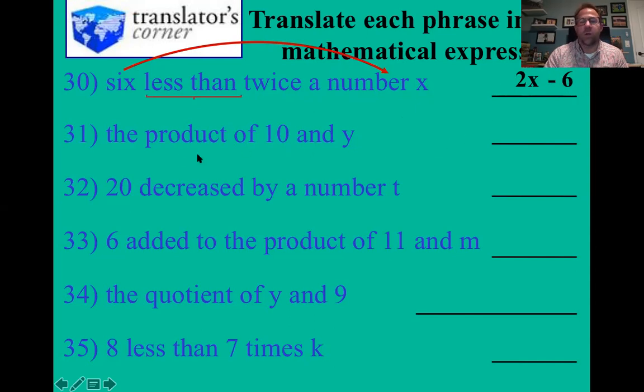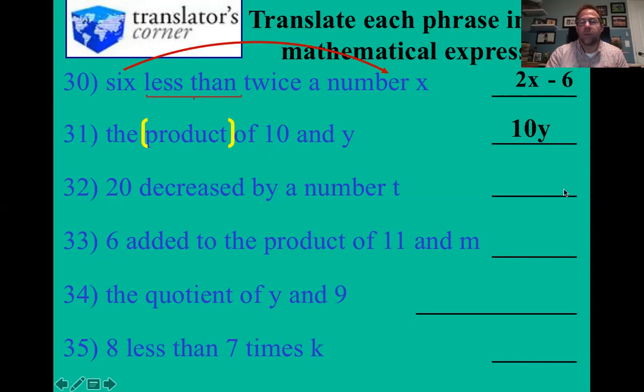Okay, number 31, there's a private party word, the word product. Okay, so the product of 10 and y. So ask yourself, who was at the private party? Who got invited? And that's correct. It was the 10 and the y. So we can just push them together. They're kind of like a married couple there. They're just pushed up against each other.